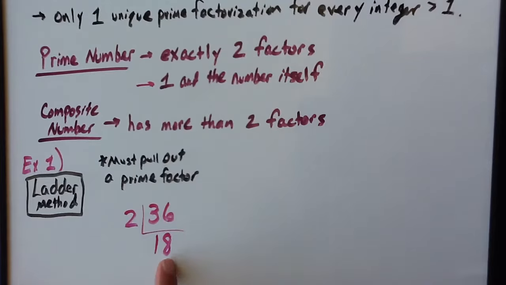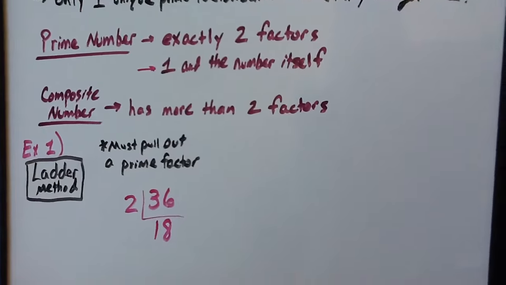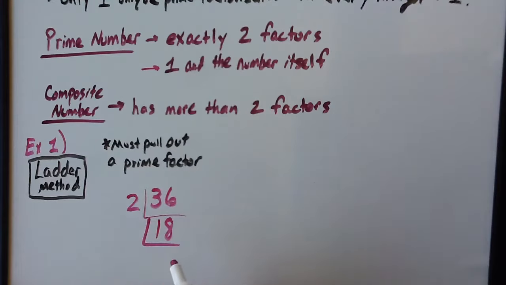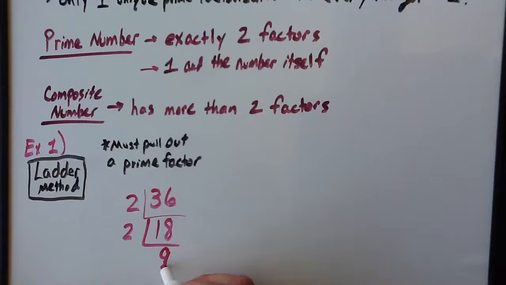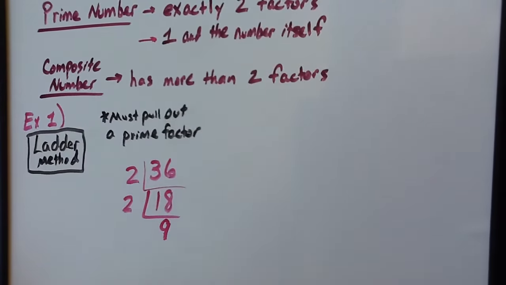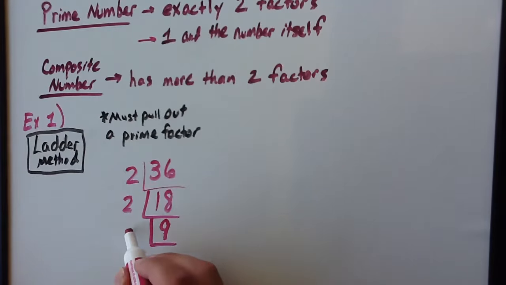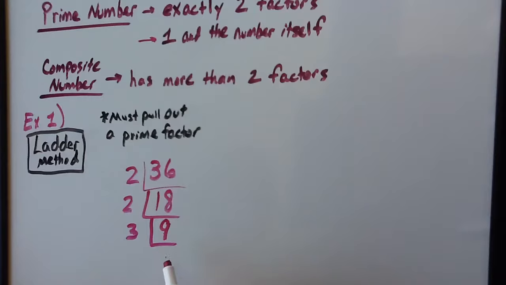Okay. Now 18 is composite. I can break that down further. It's even, so I know it's divisible by 2. So I make an additional ladder, pull out another 2. 2 times what is 18? Well, that would be 9. Okay, now does 9 have any prime factors? It does, right? 3 is a prime factor of 9. So make an additional ladder, pull out a 3. 3 times what is 9? Well, that would be 3.